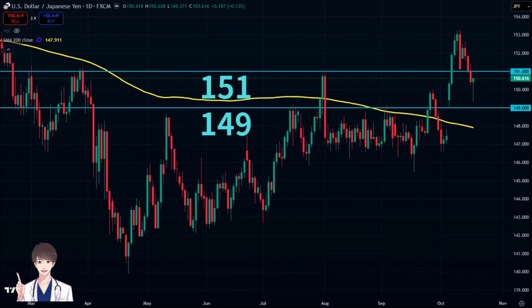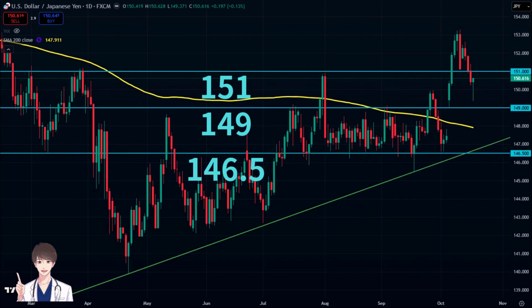Going forward, the 149 level is likely to remain key. Price may continue to fluctuate around this area as buying and selling pressures battle for control. If price falls clearly below 149, we'll watch to see whether 146.5 or the green uptrend line can act as support.